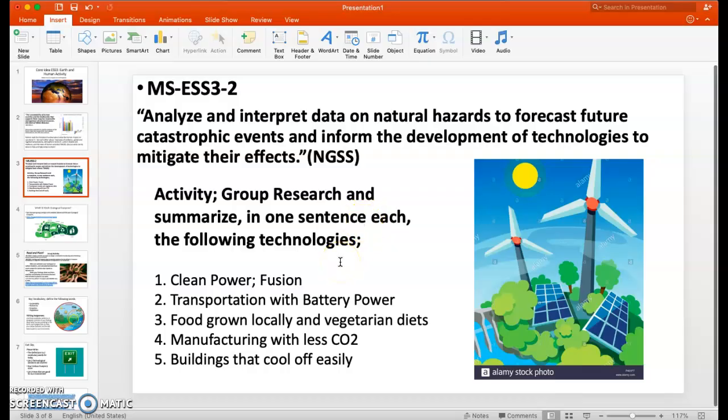We're going to discuss the following: clean power and fusion, transportation with battery power, food grown locally and vegetarian diets, manufacturing with less CO2, and buildings that can cool off more easily. These are all really important areas of how we can make a difference in the human effect on the Earth.